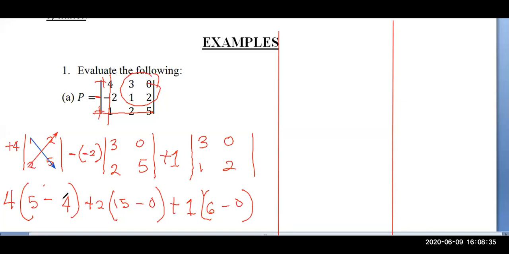5 minus 4, what next? So you do the bracket first. 5 minus 4 is 1 times 4, you have 4. Plus 15 minus 0 is 15 times 2, you have 30. Then 6 minus 0 is 6 times 1, you have 6. And when you sum up, you have 40. So you now say, therefore, the determinant of P is equal to 40.